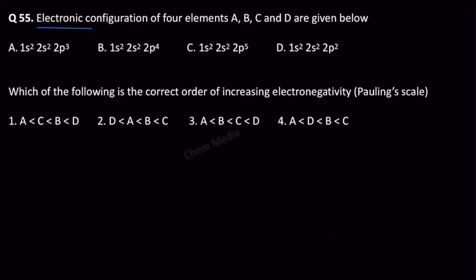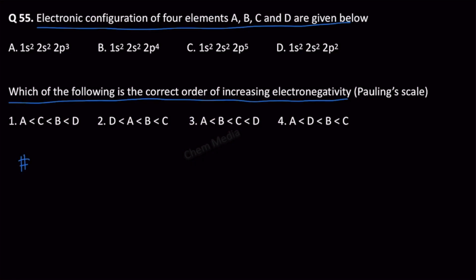Electronic configuration of 4 elements are given, and they are asking which of the following is the correct order of increasing electronegativity in terms of Pauling scale. We know that in a neutral element, the number of protons must be equal to the number of electrons. So based on the number of electrons, we can determine the atomic number. Here we have 1s2, 2s2, 2p3. Therefore total 7 electrons we have. Therefore this belongs to nitrogen.